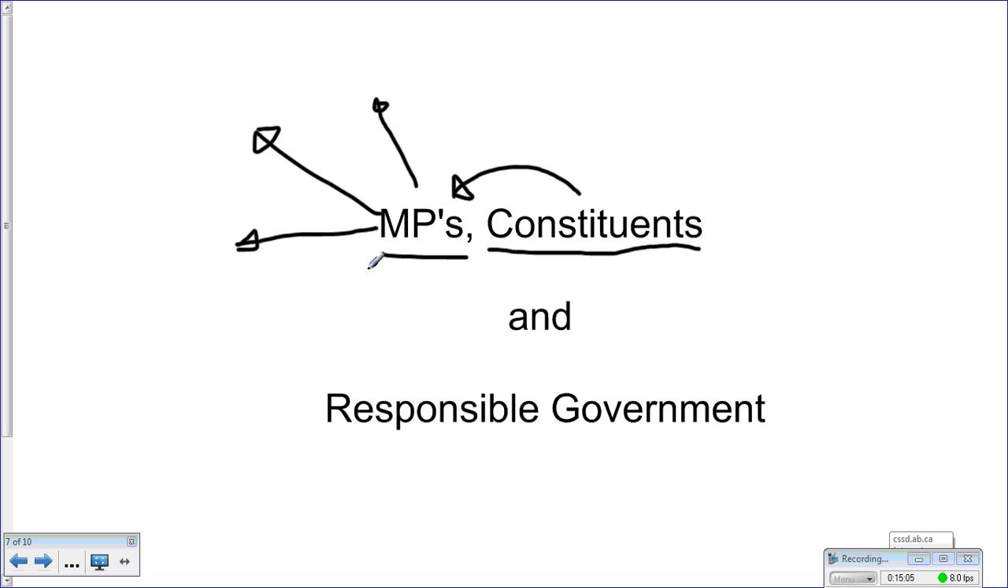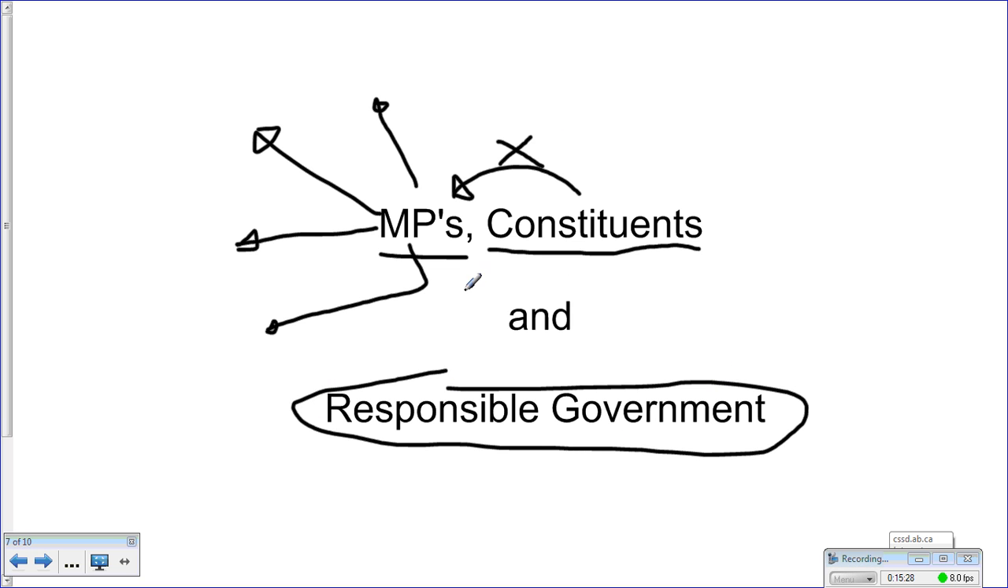So the MPs don't often ask the constituents about anything unless it's very, very controversial, and then usually they just vote the way the party goes. The constituents, if they're not happy with the MP, can always vote them out the next election, but during that term they're kind of stuck with them. This is called responsible government, where you're responsible to the people.